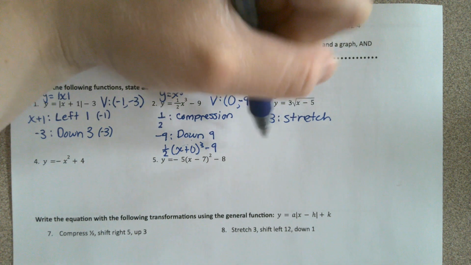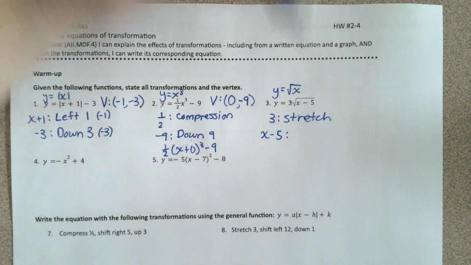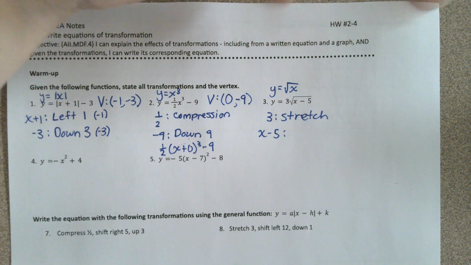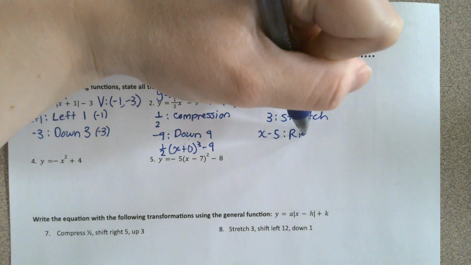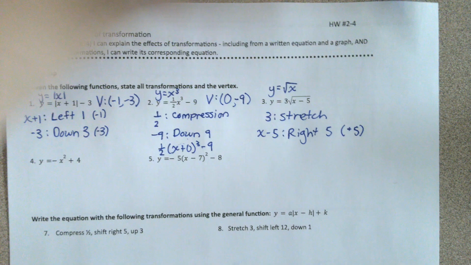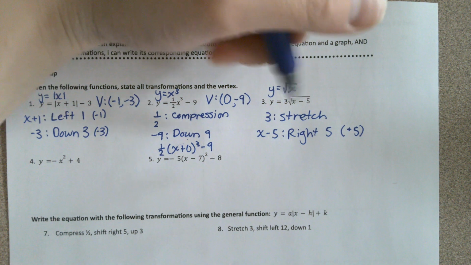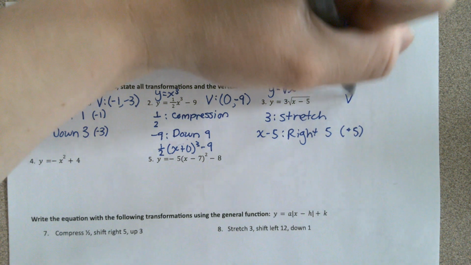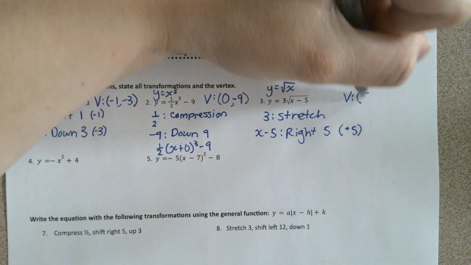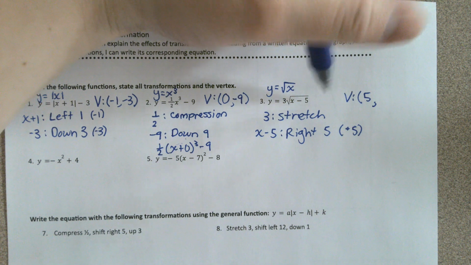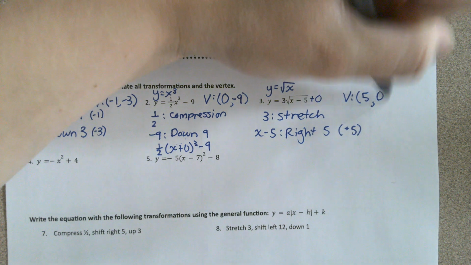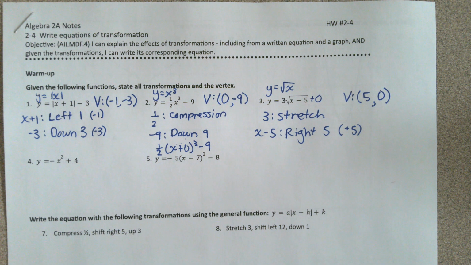And then we have the x minus 5. Reminder, we do the opposite of what it looks like. So this looks like a left 5. This is actually a right 5. And so that's going to be a positive movement. So just a reminder of that. And then for our vertex, well, our h is positive 5, not negative 5. And then we don't have a k on the outside. That's the same thing as plus 0. So since we don't have a k, that's just going to be 0.